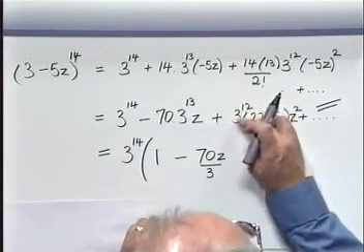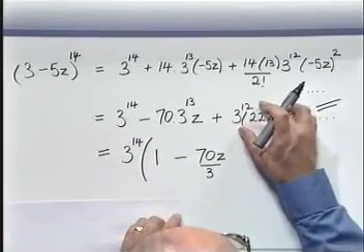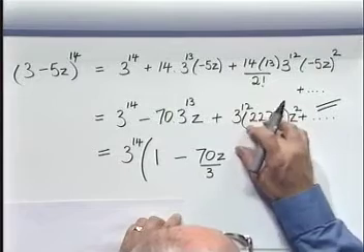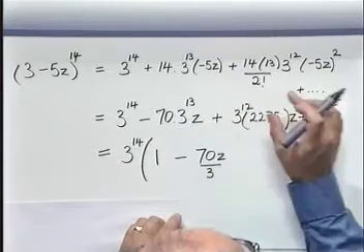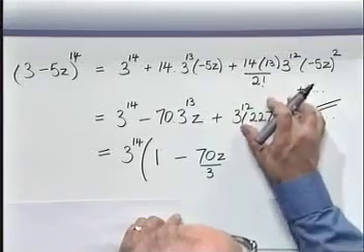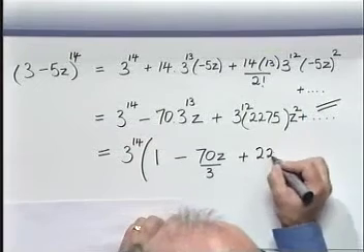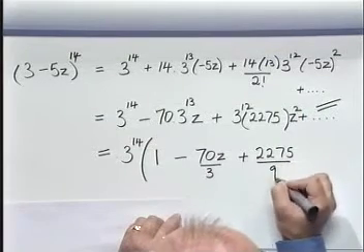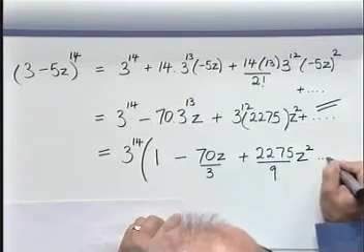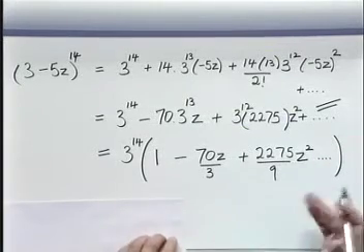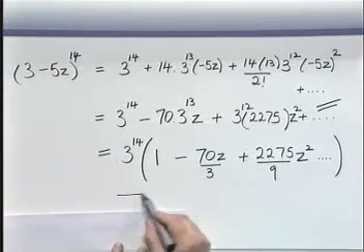Here we have a 3 to the power 12, and I want to take out a 3 to the 14. If I multiply the top and bottom by 3 squared, or 9, I effectively get a 3 to the 14 in this term. So I'm multiplying top and bottom by 9, taking the 3 to the 14 out, and that will leave me here with 2275 over 9 z squared. And this series continues, as I said before, until you get to a term involving z to the power 14. But those are the first 3 terms of the series.